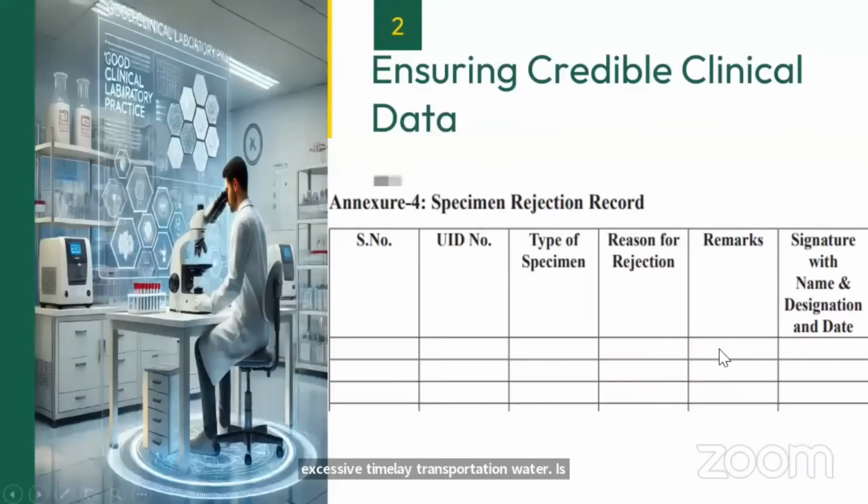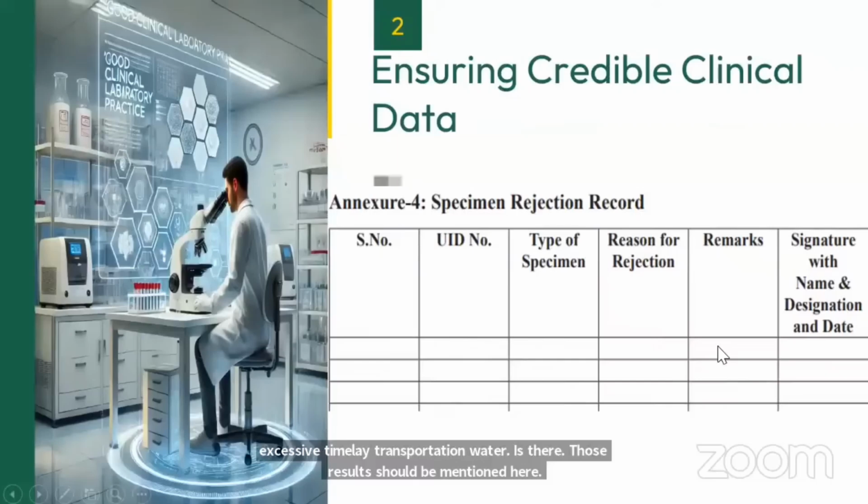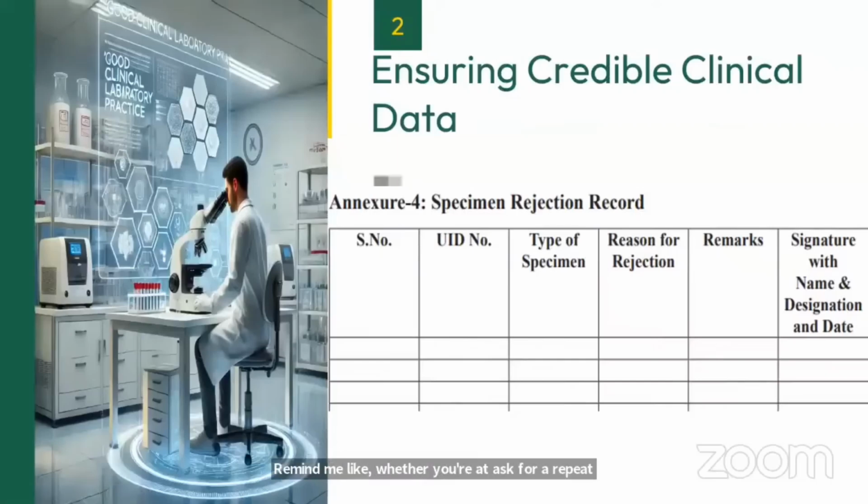Remarks means whether you asked for a repeat sample, whether you have retained those samples, or whether you were not able to contact the relevant personnel, the relevant phlebotomist or doctor. If you are not able to contact them, all those remarks should be mentioned here. Finally, it should be signed along with the name and designation of the personnel who is maintaining this record, along with the date and time. So this was with respect to the pre-examination processes and sample acceptance and rejection.